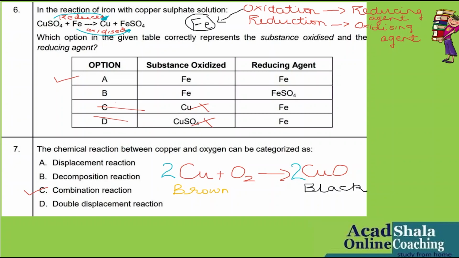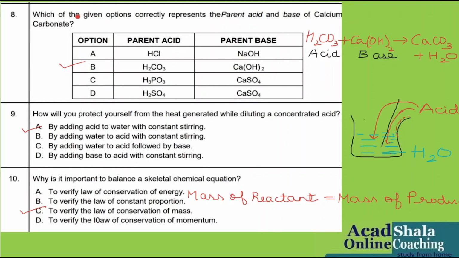Okay, let us go to the next question. Which of the following options correctly represents the parent acid and base of calcium carbonate? They are asking about the correct parent acid and base of calcium carbonate. Now it should strike in my mind that if the product is calcium carbonate, something in the reactants must also have the carbonate part. Yes or no? This is the first thing that should strike in your mind.